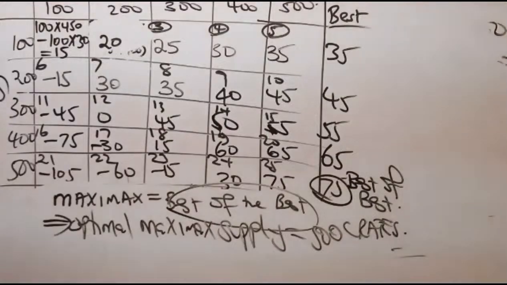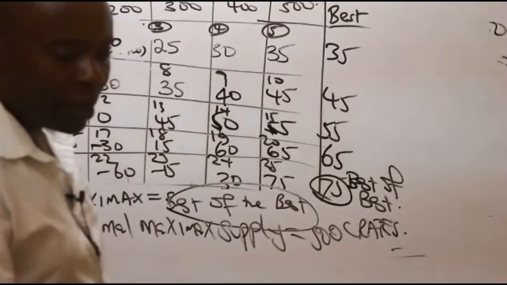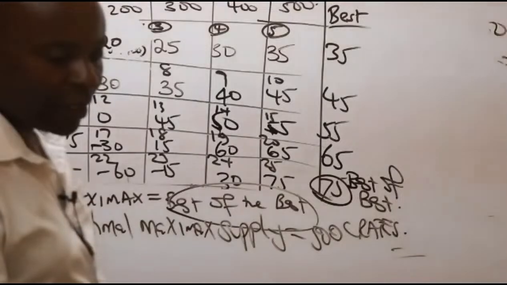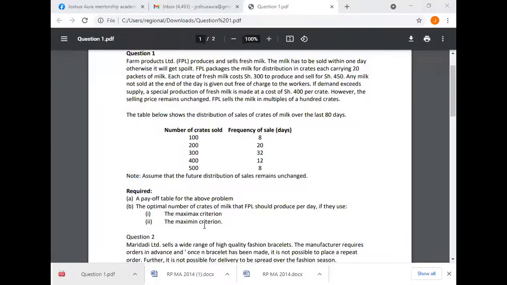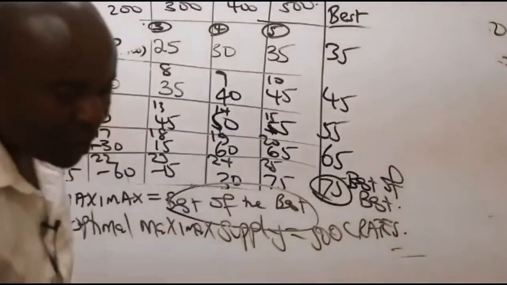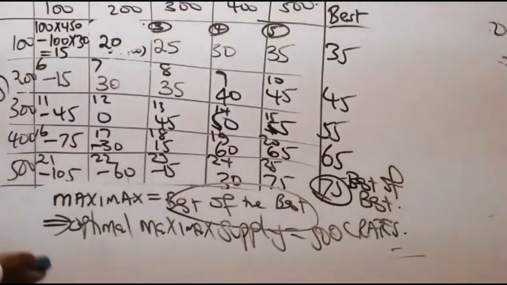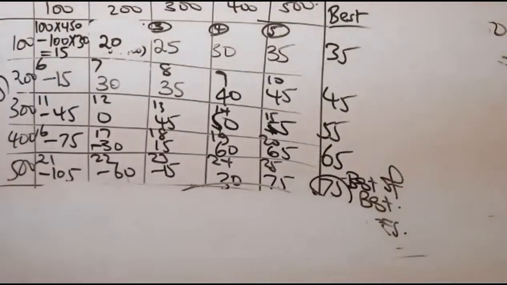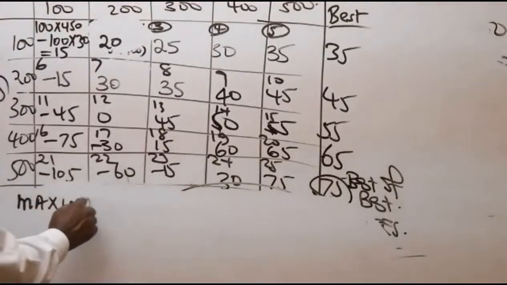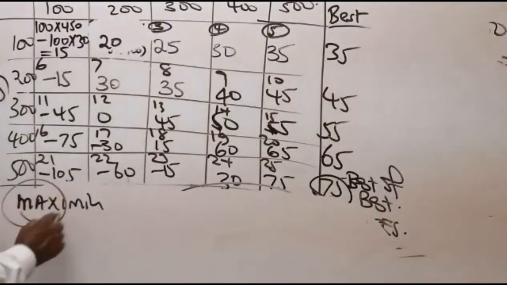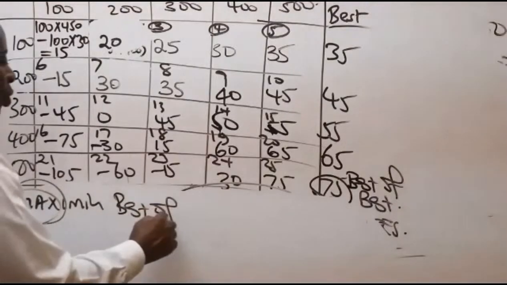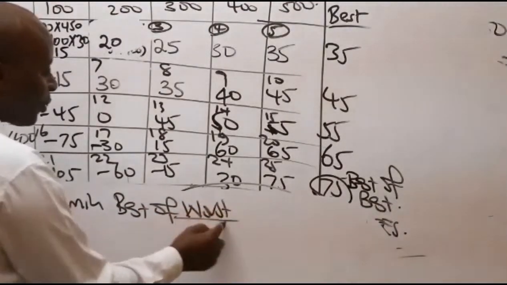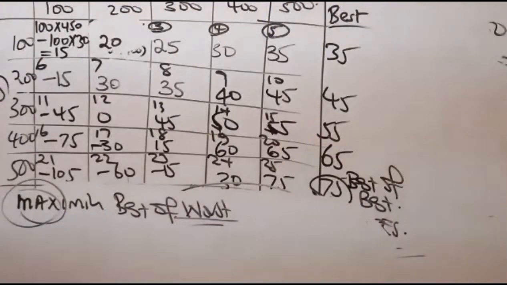That is maxi-maxi. And then, ladies and gentlemen, the last one here is the Maximini criterion. For Maximini criterion, what do we have here? I know that maxi is best. Best of who? Best of the mini. Best of the worst. Best of mini. That is best of who?